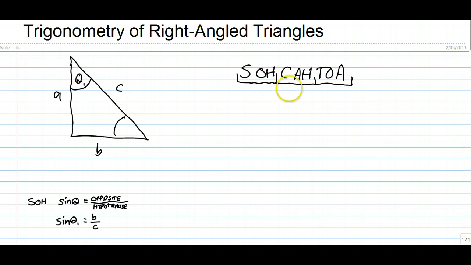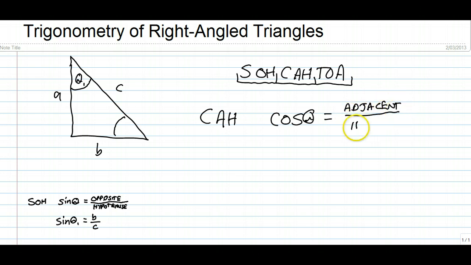The second part of SOHCAHTOA is CAH, and this stands for cos theta, the cosine of an internal angle, equals the adjacent side divided by the hypotenuse side. So again, let's look at our example triangle over here.